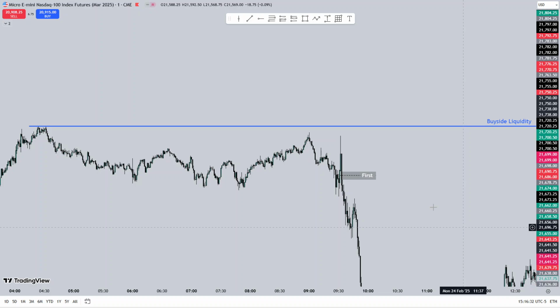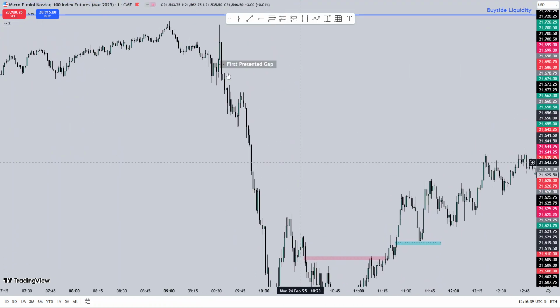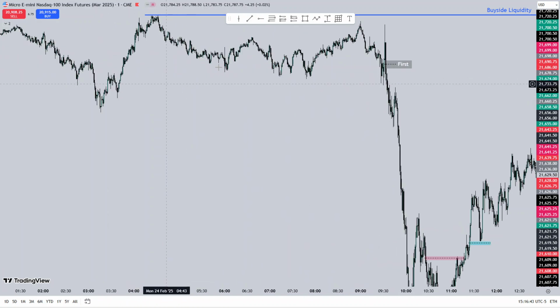Okay, now we are on the 1 minute chart. So over here, this is the first presented fair value gap. This is the first presented fair value gap after the 9:30 run. I didn't trade over here.